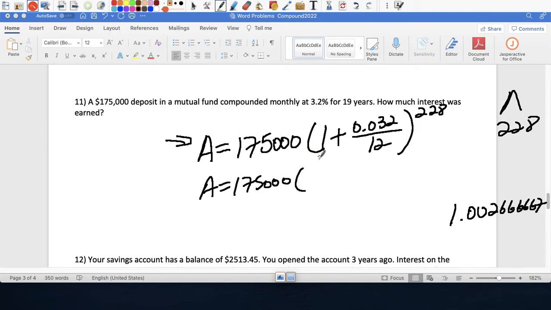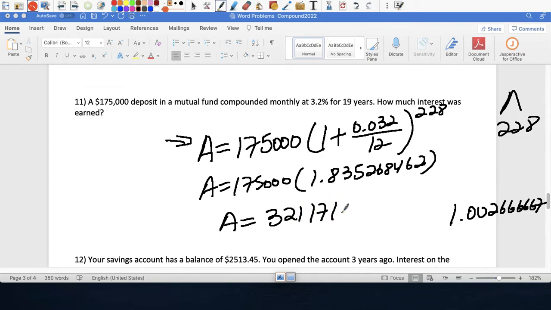So 175,000. We're going to multiply. The number on your screen should be this, 1.8348462. Multiply that times 175,000. Those of you who have that much money. So after 19 years, when you come back, you're going to have $321,171.98. But that's not the answer, because the answer says how much interest.